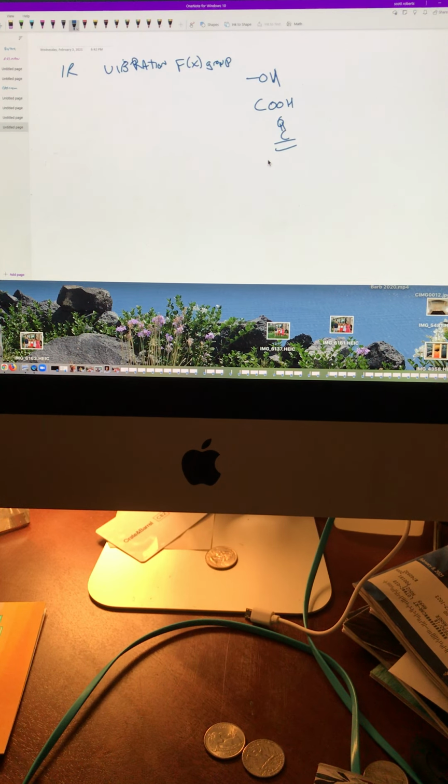So now let's do IR. So what do we need to know? We need to know an OH, regardless of where it's coming from, is what's called broad. And it's broad between 2,900 and 3,600. Then we need to know a carbonyl is sharp, and sharp means the opposite of broad. And that's between 1,700 and 1,750.